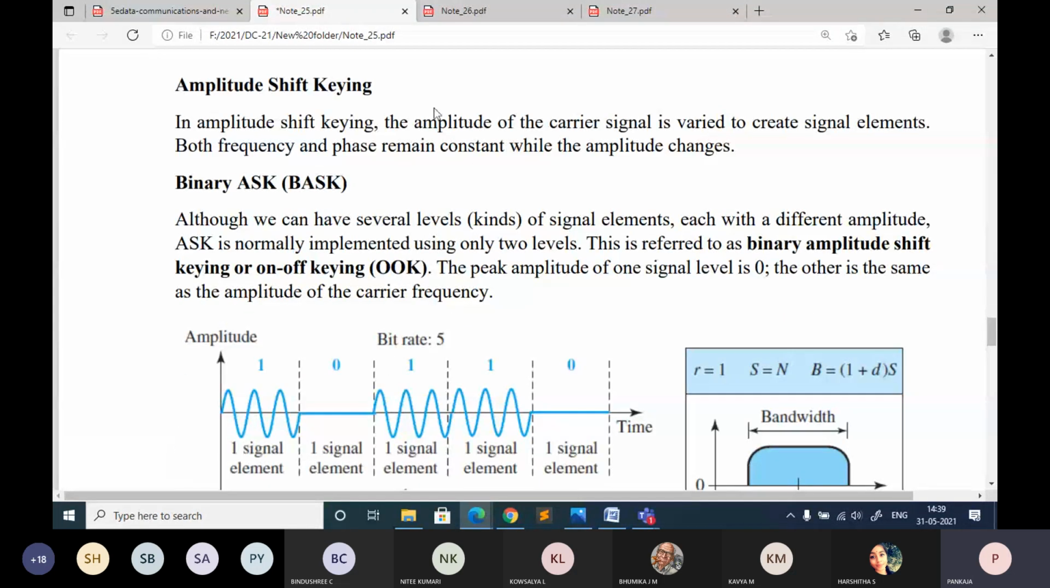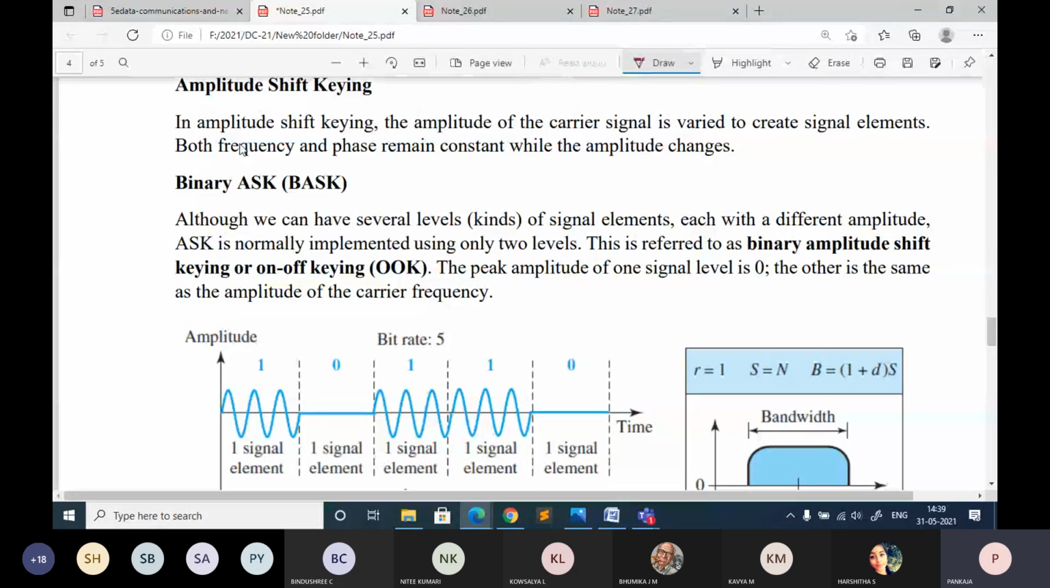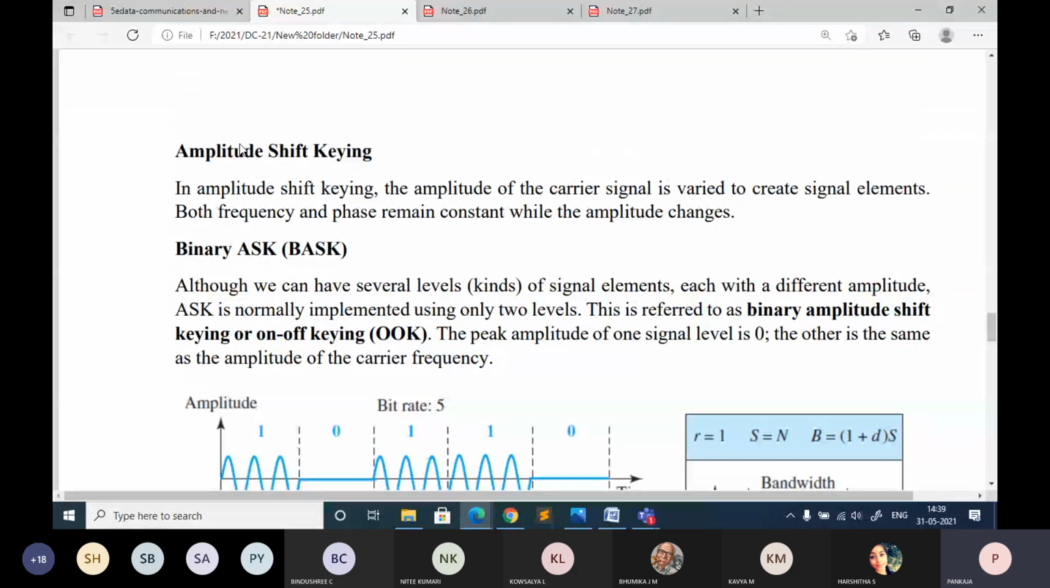This is very important. Normally they will ask this question for 8 marks: explain 3 different types of digital to analog conversion, or directly the method name. The first one is amplitude shift keying. The name itself tells you that you're going to modulate the amplitude. In amplitude shift keying, the amplitude of the carrier signal is varied to create the signal element.